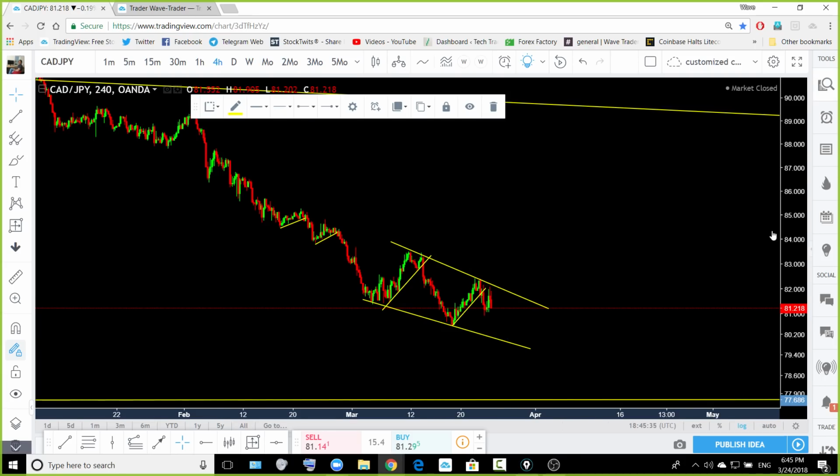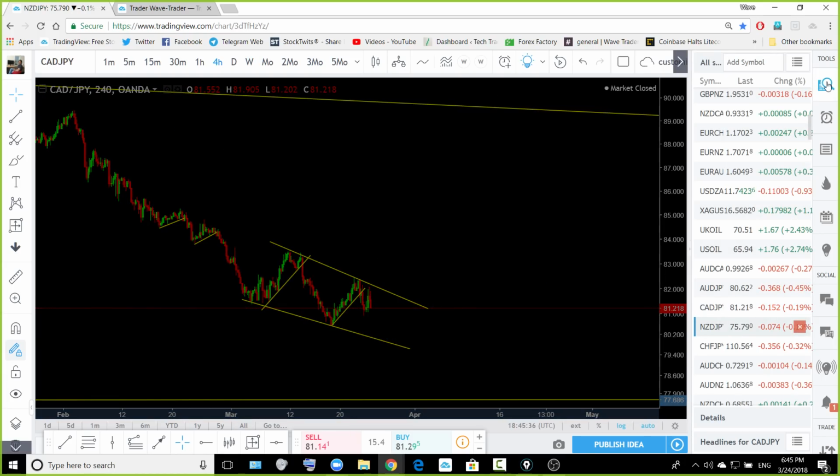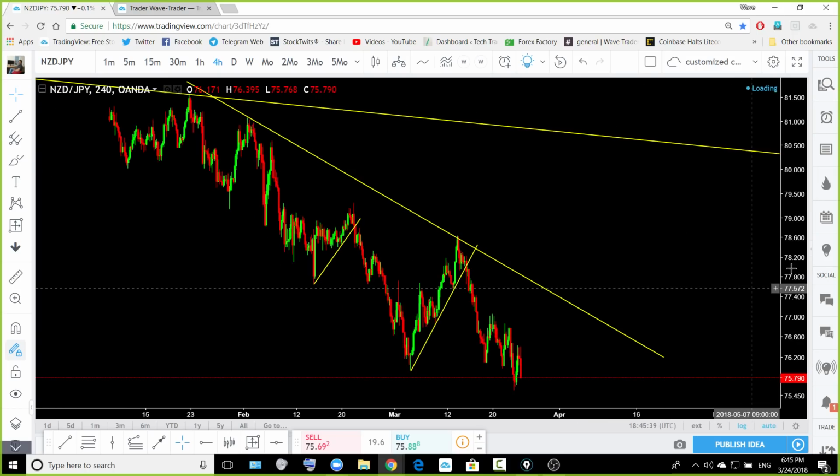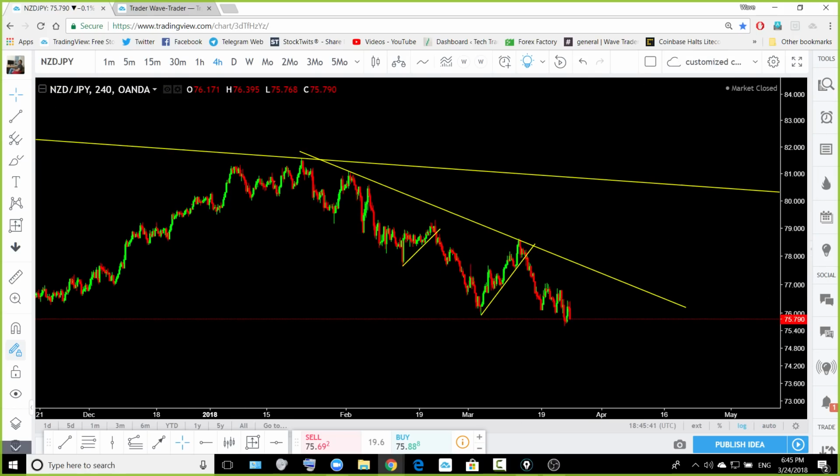And same here on the NZD/JPY, short-term buy for next week. Short-term buy, one more move down or bigger correction. At some point, we're going to see a bigger correction and then breakdown.